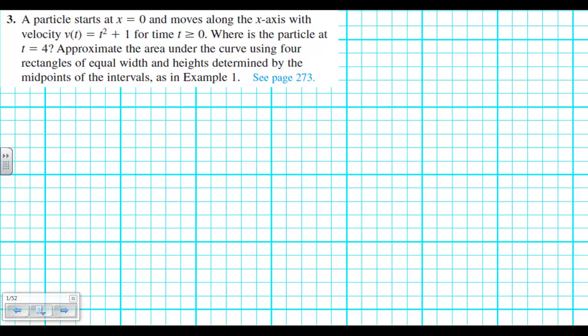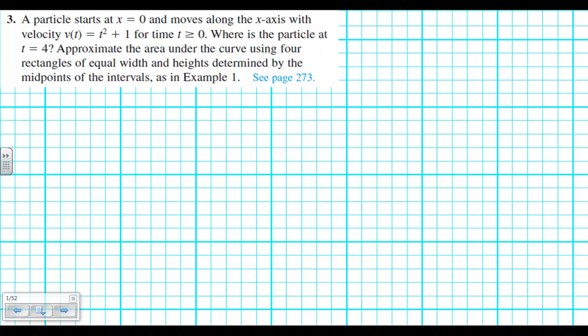So here's problem number 3 from section 5.1. A particle starts at 0 and moves along the x-axis with the velocity given as t squared plus 1. Where is the particle at t equals 4? Approximate the area under the curve using 4 rectangles of equal width and height determined by the midpoints of every interval.